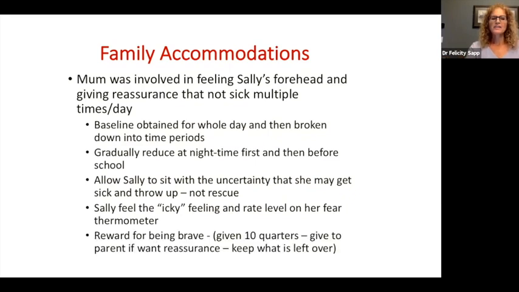One of the things we did as a reward, I mean, she was rewarded in other ways, but sort of an extra reward for this one, was we gave her a series of quarters. And basically every time she wanted to give reassurance, she had to pay a quarter. And by the end of the day, whatever was left over, she was able to keep.